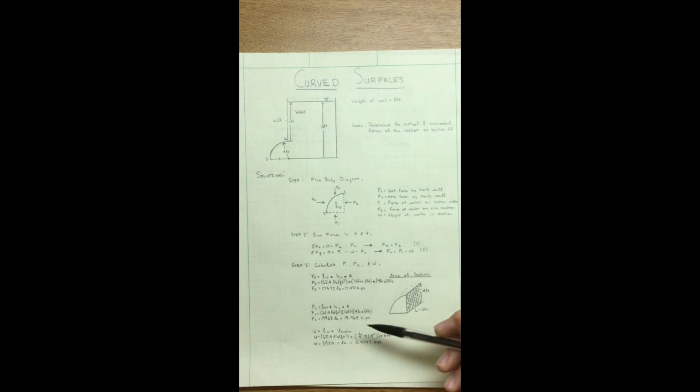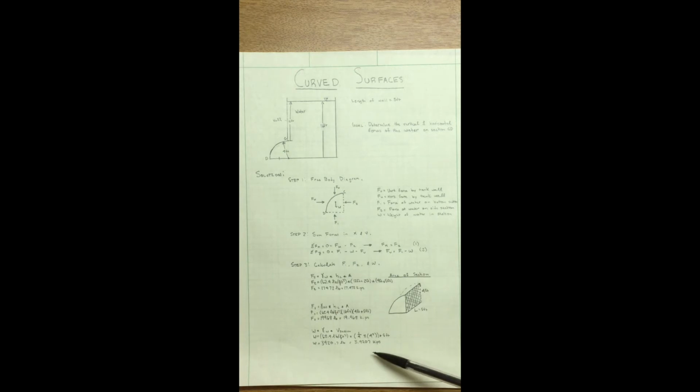Lastly, we have to calculate the weight of the water that's contained in that quarter circle section, and to do that we just multiply the specific weight of water times the volume of that section. The way I did this is you calculate the cross-sectional area of the quarter circle, which would be 1/4 pi times the radius squared, and then you just multiply it by the length of the section, which is 5 feet. By doing that, you would get 3.92 kips.